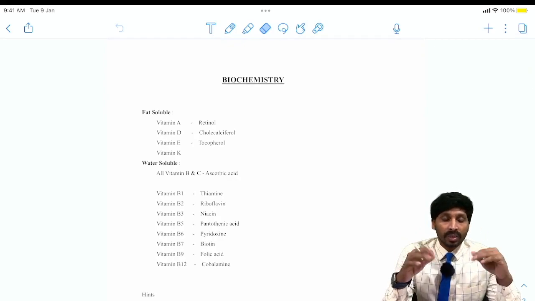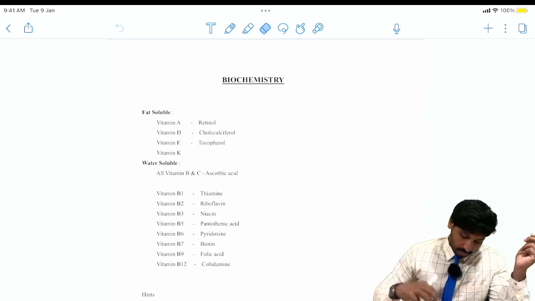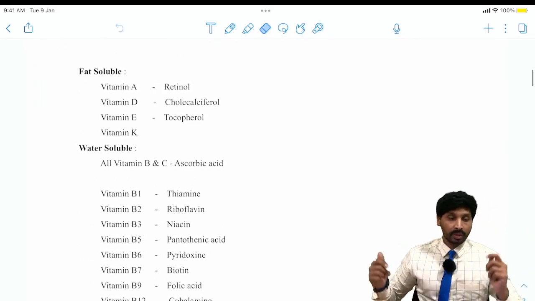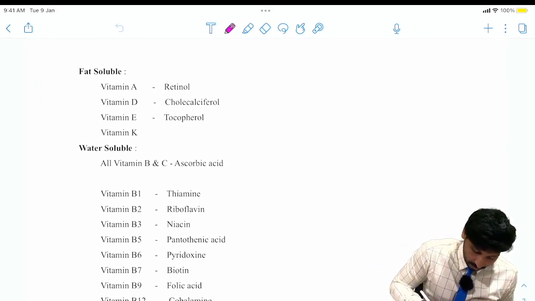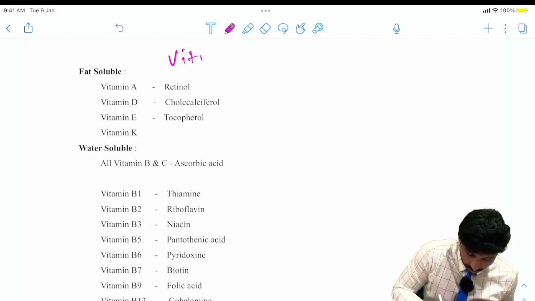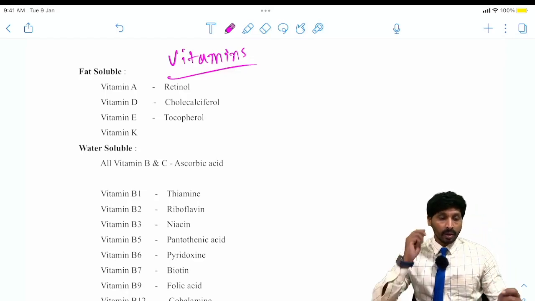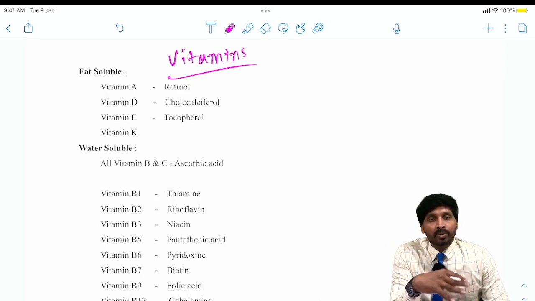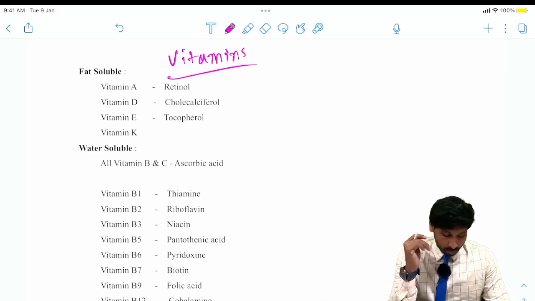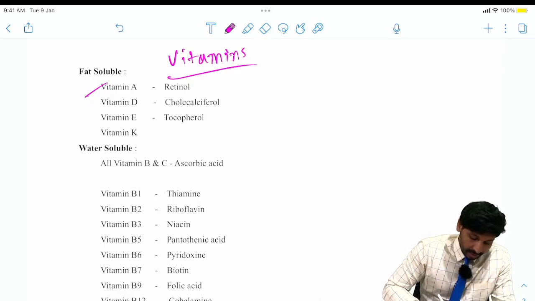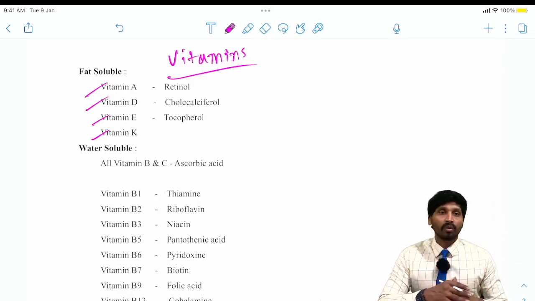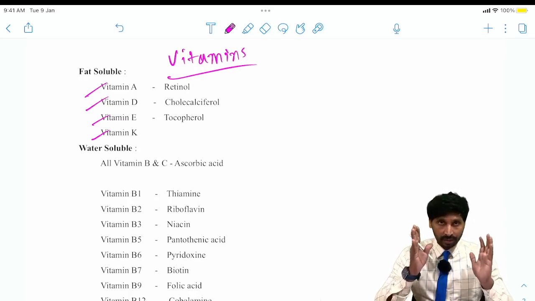Okay, so first we'll begin with the vitamins. What are the things that have to be remembered with vitamins? We are all aware that vitamins are of two types: fat soluble vitamins and water soluble vitamins. Fat soluble vitamins are vitamin A, vitamin D, vitamin E and vitamin K, and it is important to know the other names, or active forms, of these vitamins.